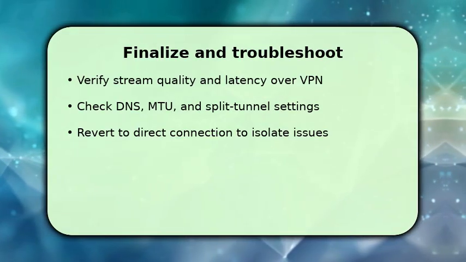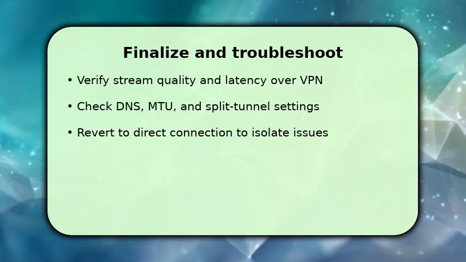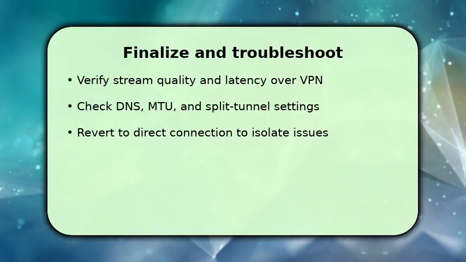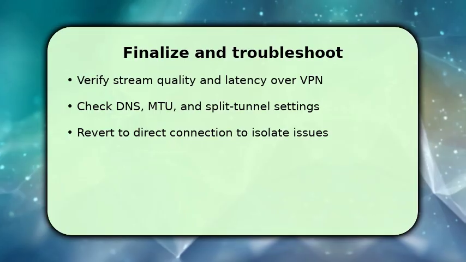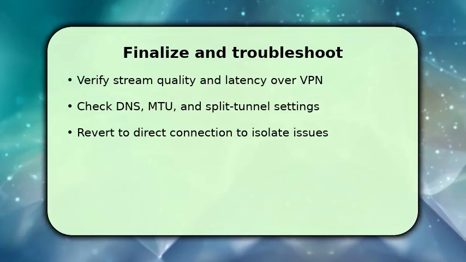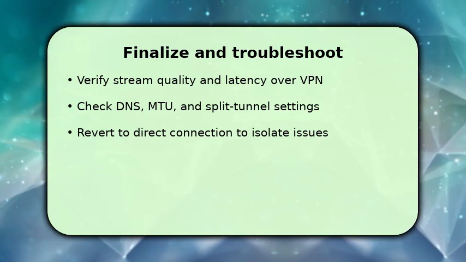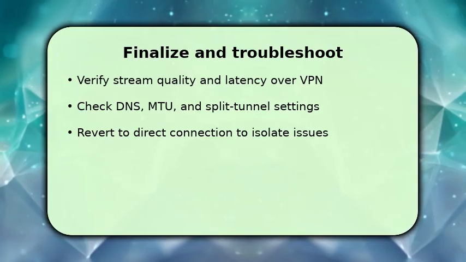If you hit problems, inspect DNS resolution, lower MTU to avoid fragmentation, and review split tunnel rules so only necessary traffic uses the VPN. If video drops or the app can't discover the camera, temporarily revert to a direct connection to isolate whether the VPN is the issue. If reverting fixes it, adjust VPN routes or provider settings and retest until stable.